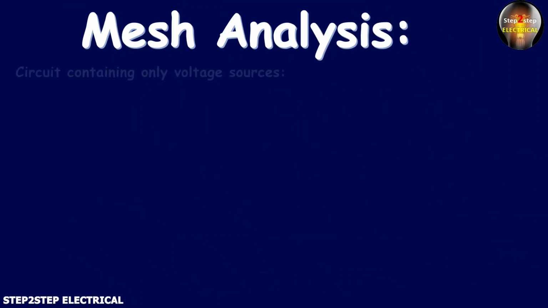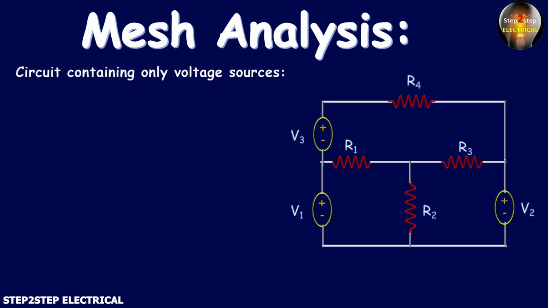Okay friends, the title of this video is mesh analysis of the circuit containing only voltage source. Here the figure is a circuit containing only voltage sources along with the resistors. So we can see that there are three loops. This is the first loop, this one is the second loop, and this is the third loop. We can also say this is the first mesh, this one is the second mesh, and this is the third mesh. So there are three loops, or we can say there are three meshes in this circuit.